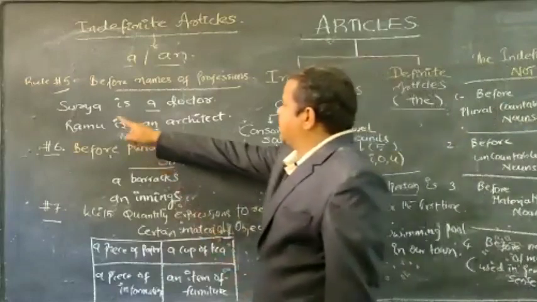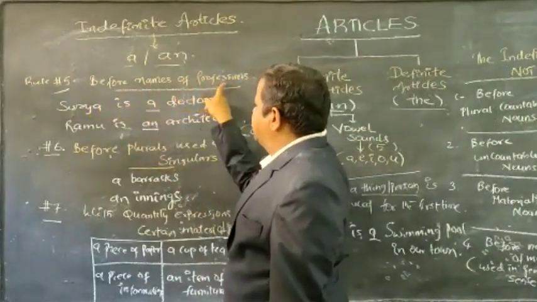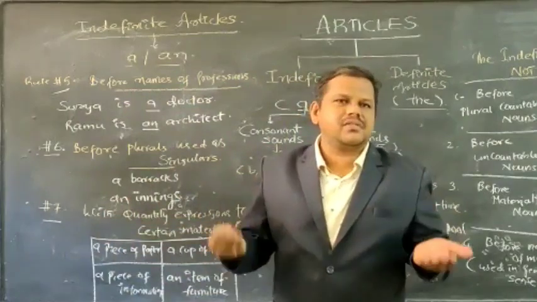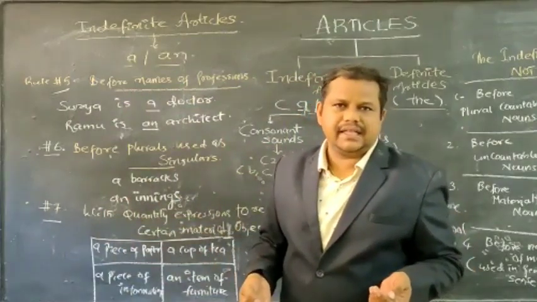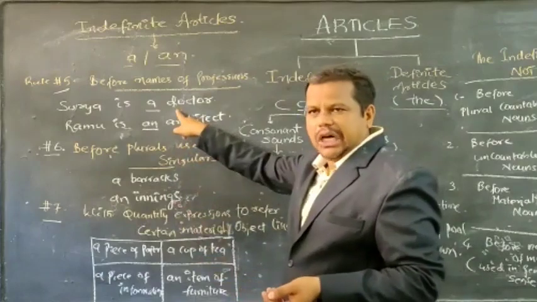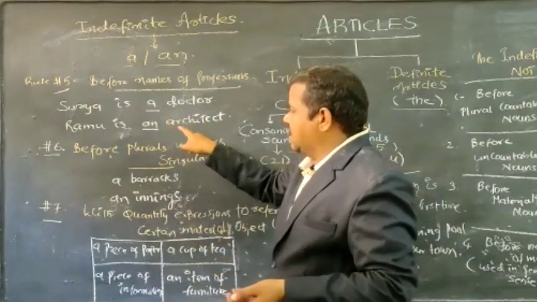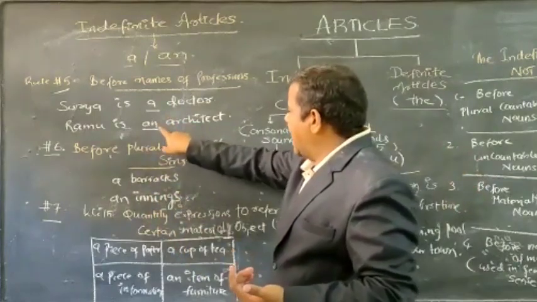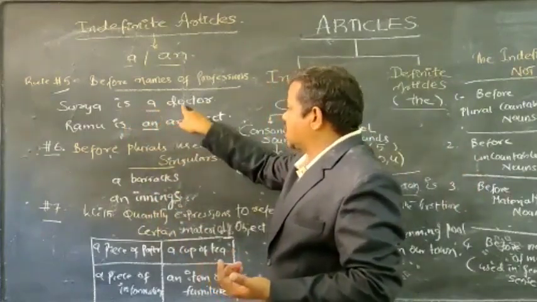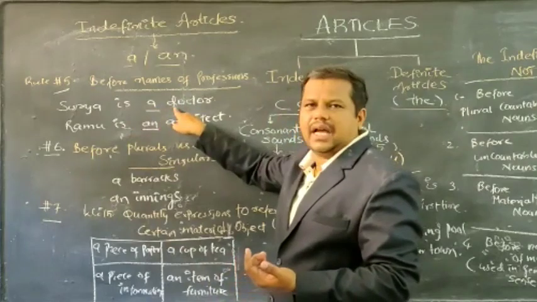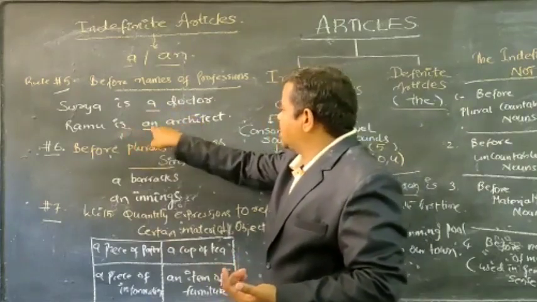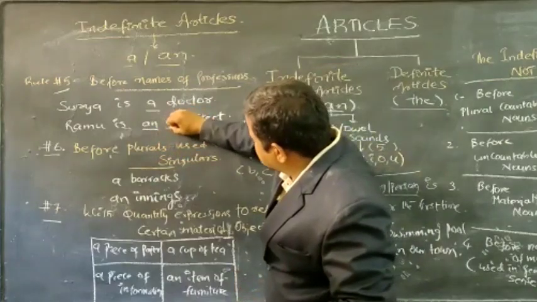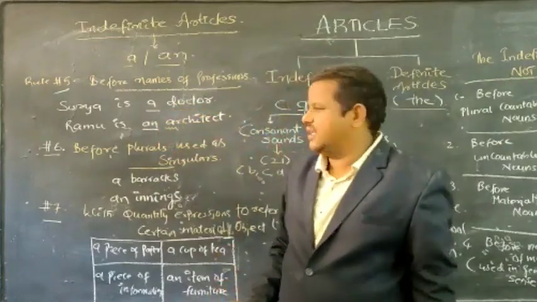We will see other two or three different types of rules. Now see, rule number 5: before names of professions. Before the names of professions also we are going to use the indefinite articles. When you are talking about a consonant sound, use A. When you are talking about a vowel sound, we have to use AN. Surya is a doctor, A, because it is a consonant sound. Ramu is an architect. So the sound here is a vowel sound.